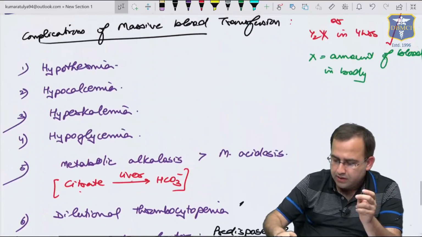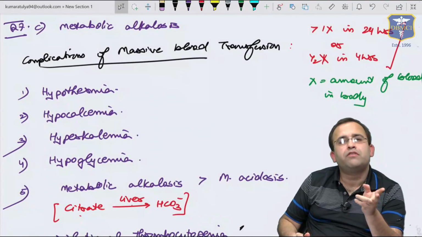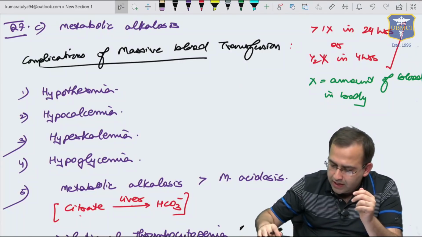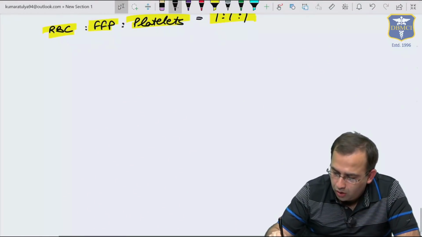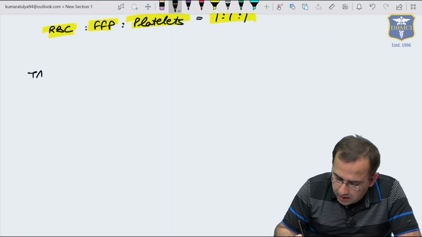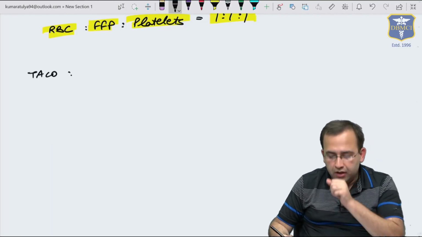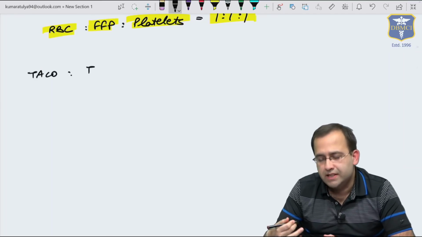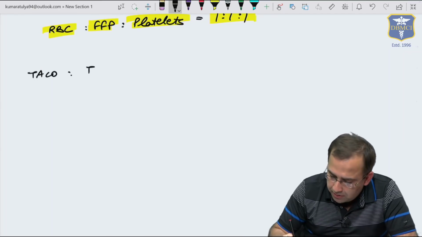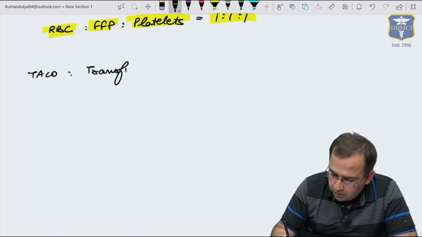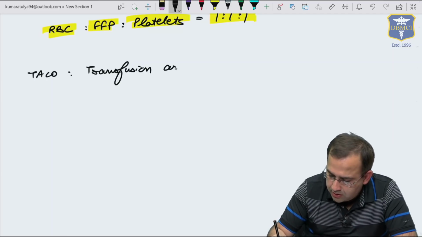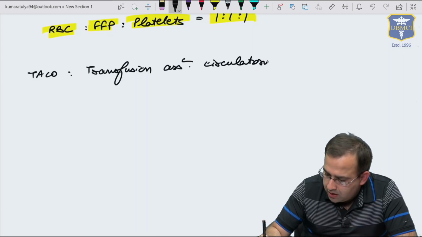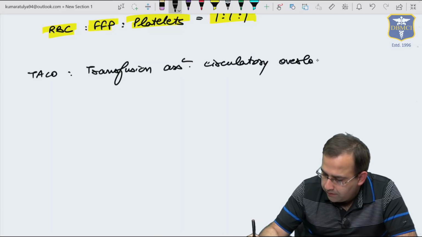Next, this November AIIMS had two questions from blood banking. First question was the one that I showed you. Which of the following is a complication? Metabolic alkalosis. Next, there was an extended matching question on TACO, the answer of which was TACO. Unfortunately, I do not have the exact extended matching question with me, but TACO stands for transfusion associated circulatory overload.